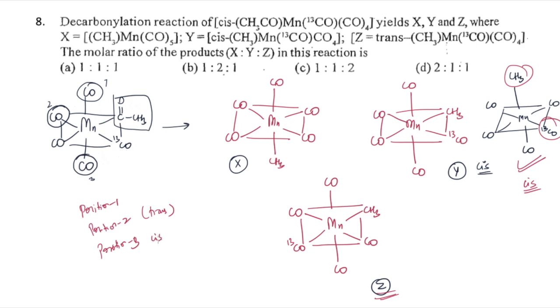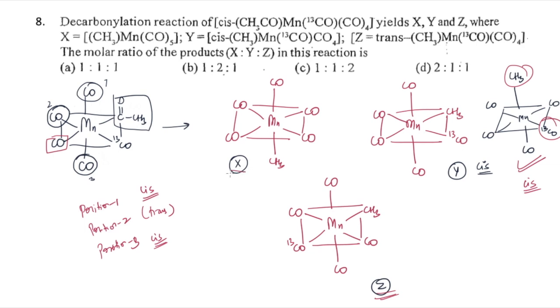Okay, so again cis will be formed. The formation of the cis product is twice as probable as the formation of trans. We are not looking at this particular carbonyl because it is trans to this one, so we are not considering the decarbonylation, because then the methyl group cannot migrate to this position. Methyl can only migrate to the cis position of that. If it migrates to this cis position, obviously X is going to get formed.